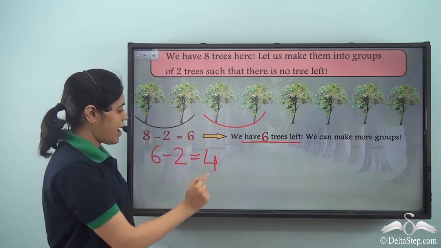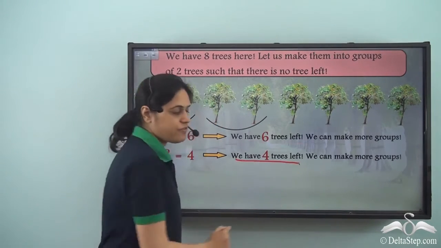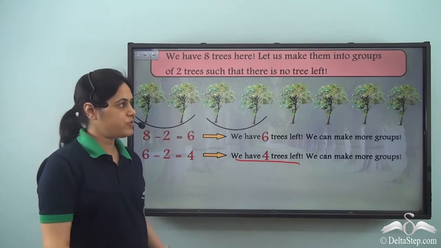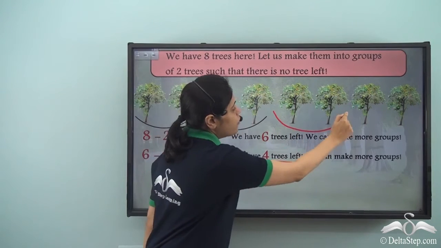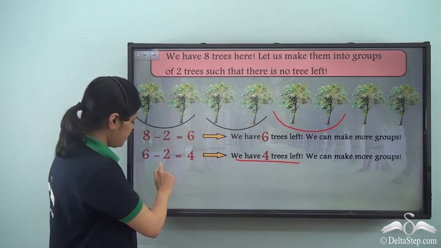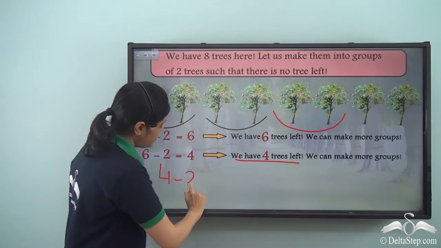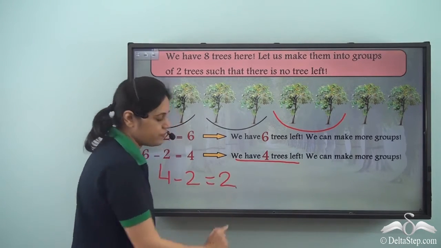So we still have 4 trees left. So we can make more groups. From these 4, I take these 2. So 4 minus 2 gives me 2.